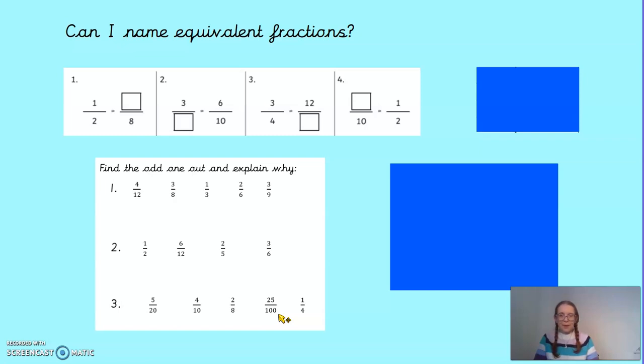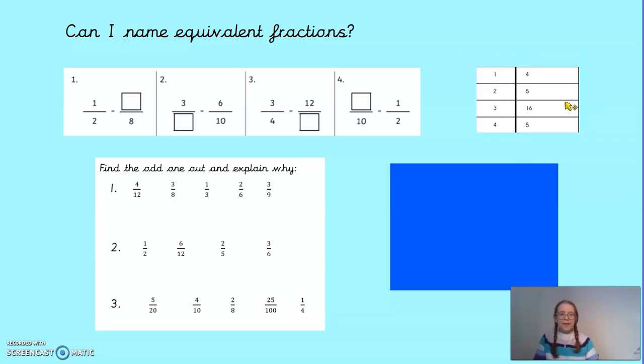Okay, I'm going to reveal the answers in 3, 2, 1. Here are the answers here. So 1/2 becomes 4 over 8. They are equivalent because we've timesed it by 4. 6/10 becomes 3 over 5, or 3/5, because we've halved our numbers. So we've gone 6 divided by 2 is 3. So 10 divided by 2 is going to be 5.